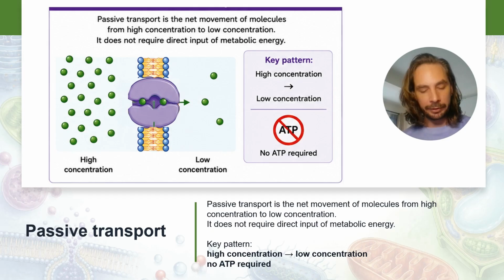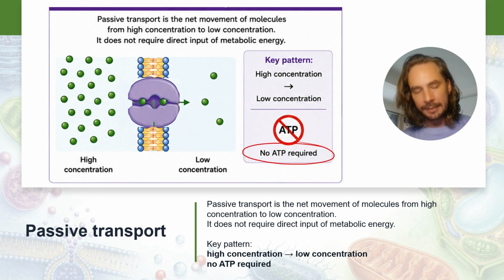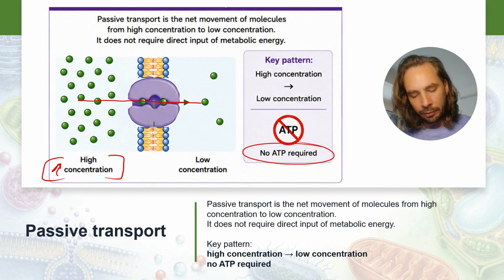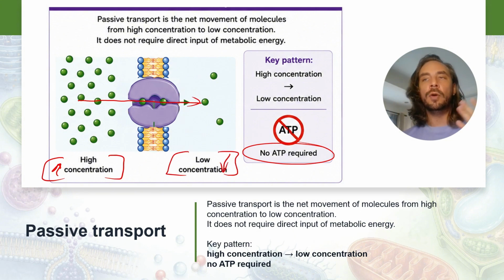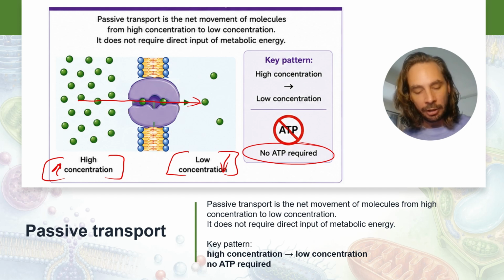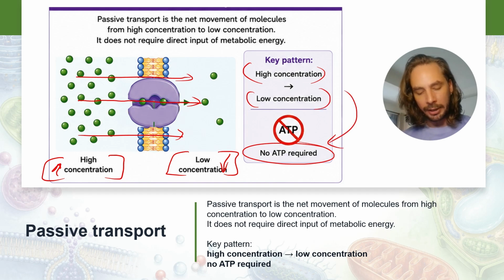Passive transport means that no ATP is required. Molecules naturally move from where they are in a high concentration, across the membrane, to where there is a low concentration. It wants to move that way anyway, so it's just flowing with the concentration gradient. So it's from a high concentration to a low concentration, and it requires no ATP.